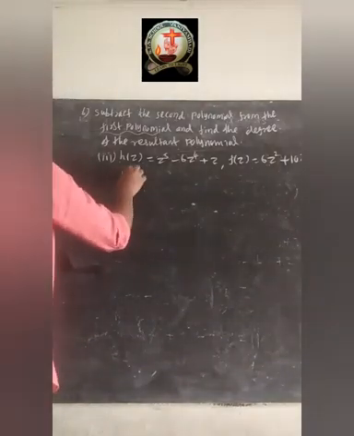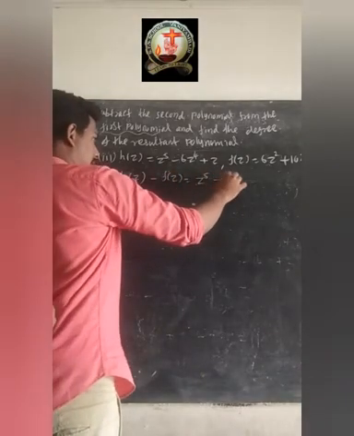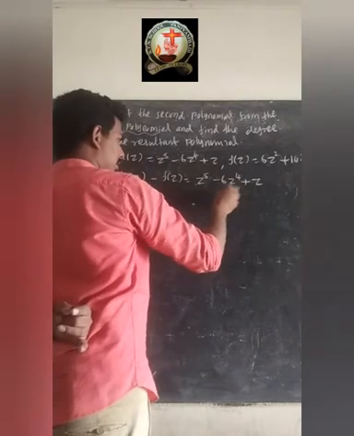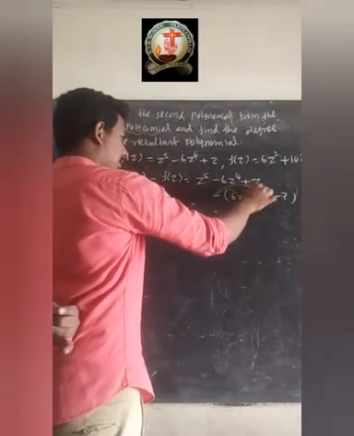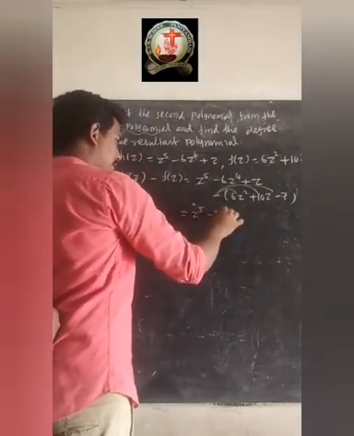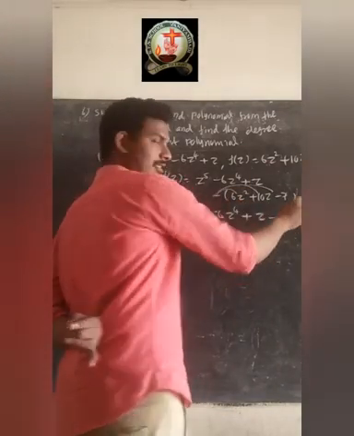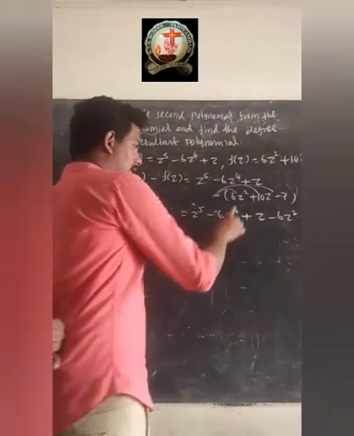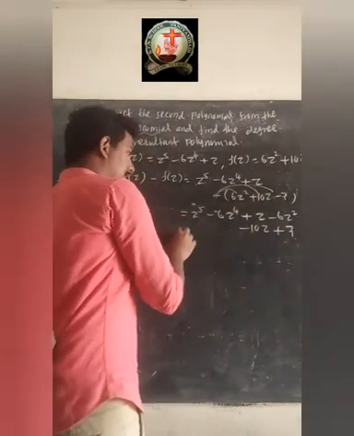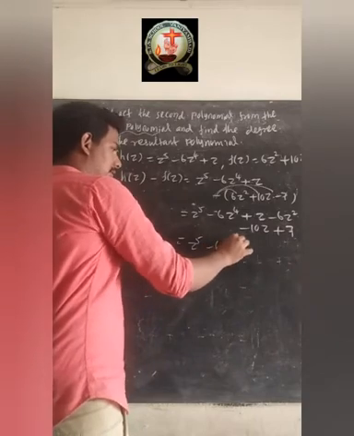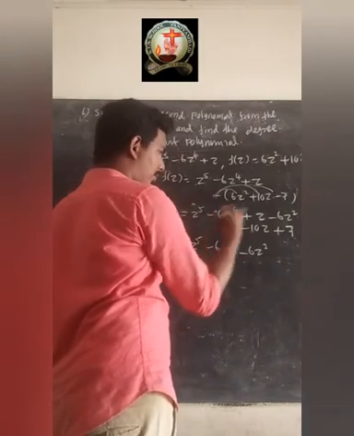Next, first polynomial is x of z, second polynomial is f of z. So z power 5 minus 6z power 4 plus z minus of 6z square plus 10z minus 7. First you write z power 5 minus 6z power 4 plus z, then multiply inside: minus into plus is minus, minus into minus is plus. So z power 5 minus 6z power 4. Next power 3 is not there.